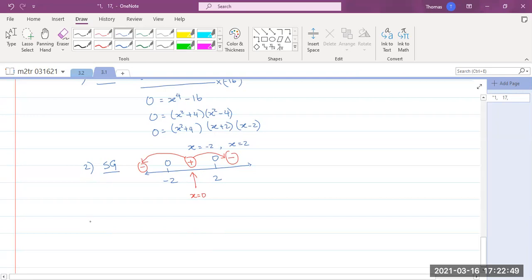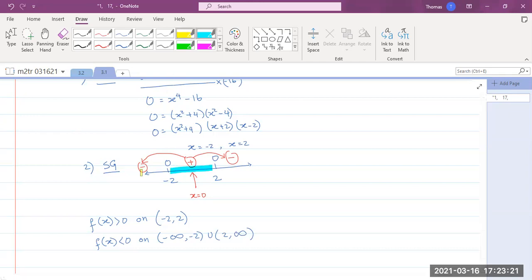So f(x) is positive on what interval? On the interval -2 to 2. Notice that it's strictly positive, right? So I don't include the endpoints that give us 0. Now f(x) is negative on the interval negative infinity up to -2, union 2 to infinity. This is the place where it is positive. That's the place where it is negative.